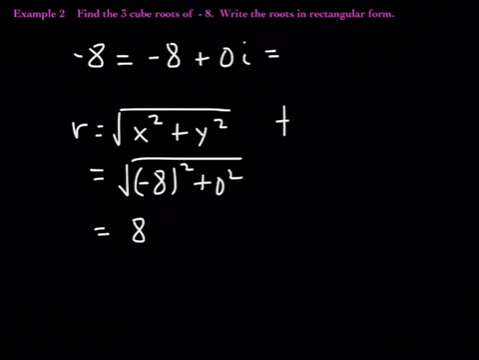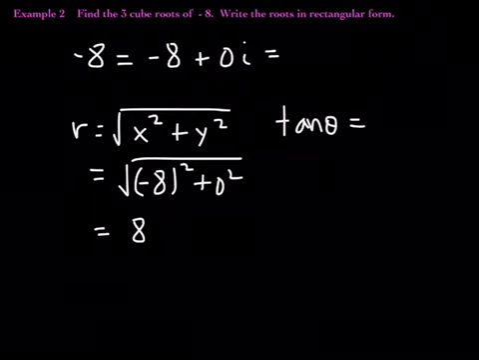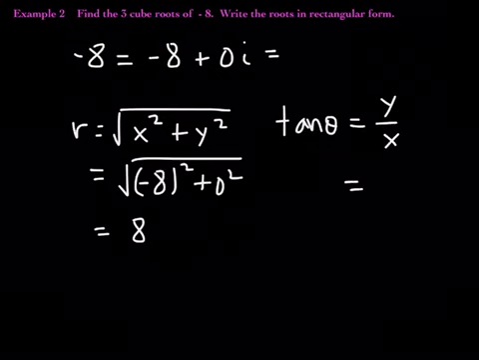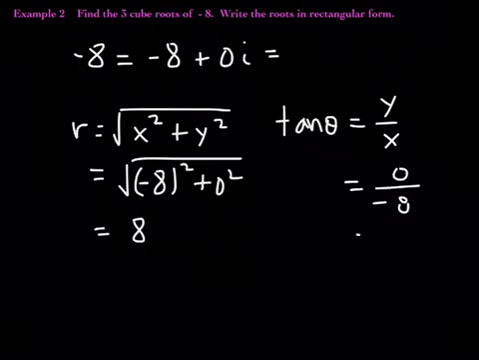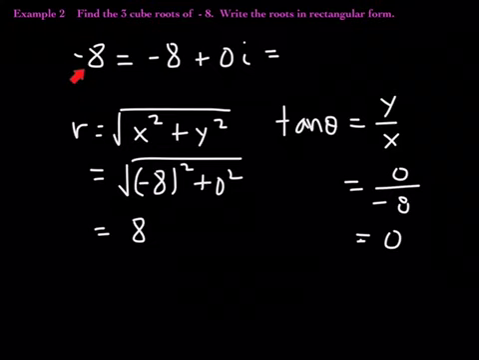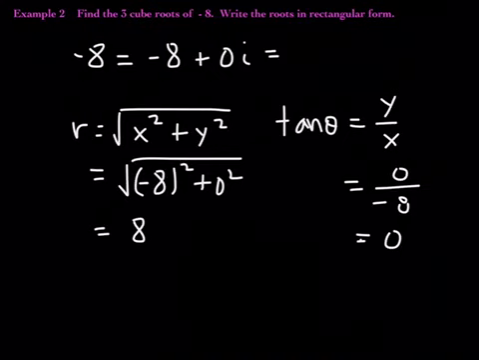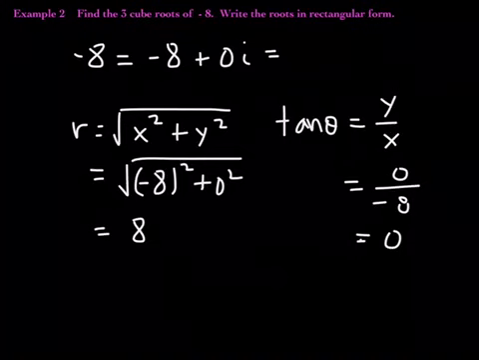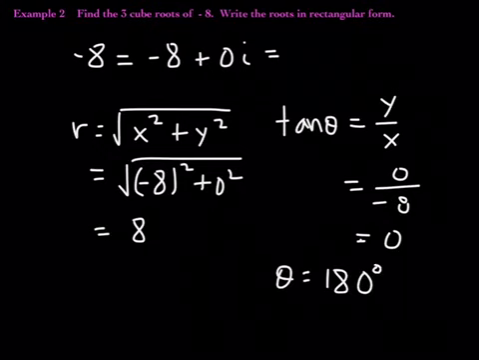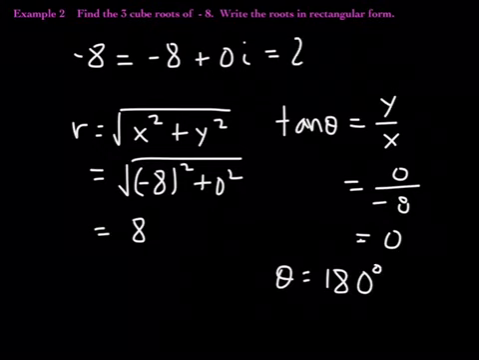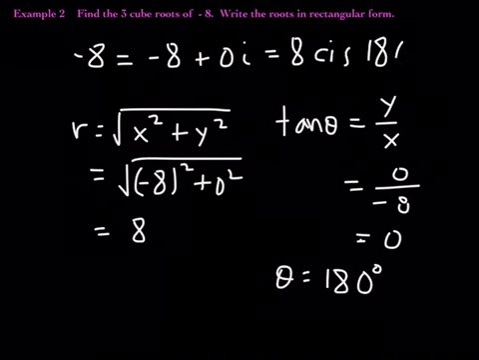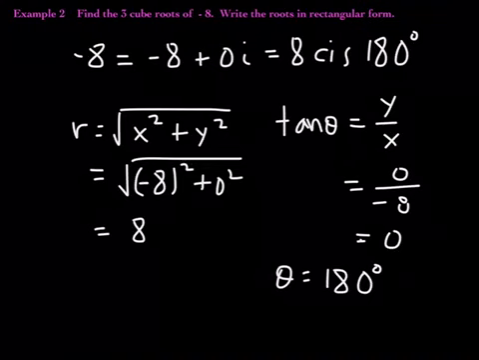Now, theta must satisfy tangent theta is equal to y over x, which in this case is 0 over negative 8, which is 0. Now, looking at our number, negative 8, we know this number determines a position vector that lies on the negative part of the x-axis. So our theta must be 180 degrees. All right, everybody. Negative 8 in polar form is 8 cis 180 degrees. So you and I are finding the three cube roots for this complex number.